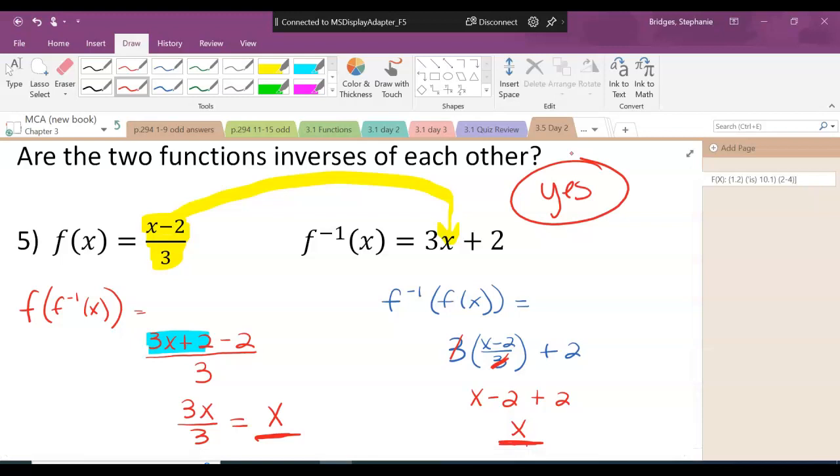Does that make a little bit of sense? You take one, plug it into the first one, simplify it down. If it's x, keep going. If it's not x, you can stop and say no. Then you take the first one and plug it into the second one. If that simplifies to be x as well, then you can say yes. Everybody ready to try one?